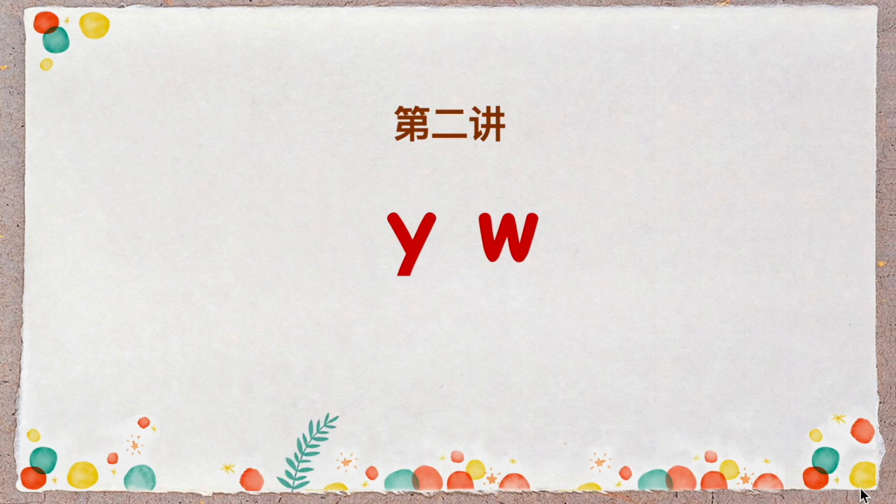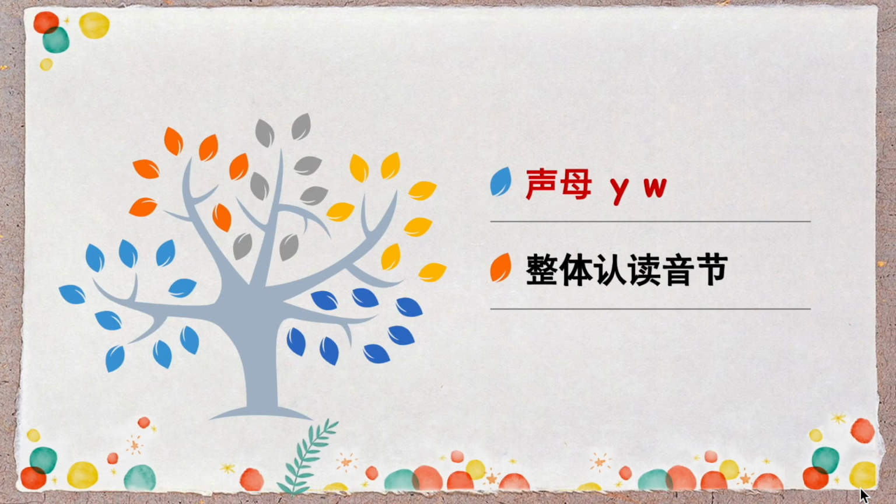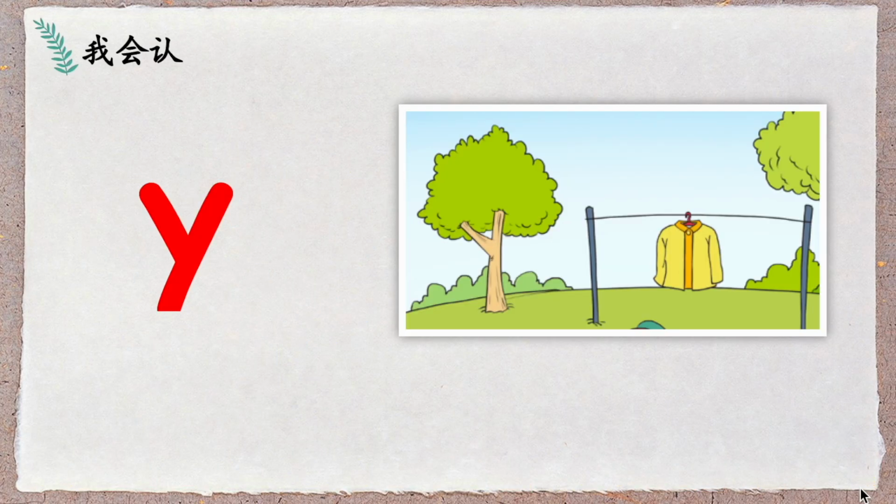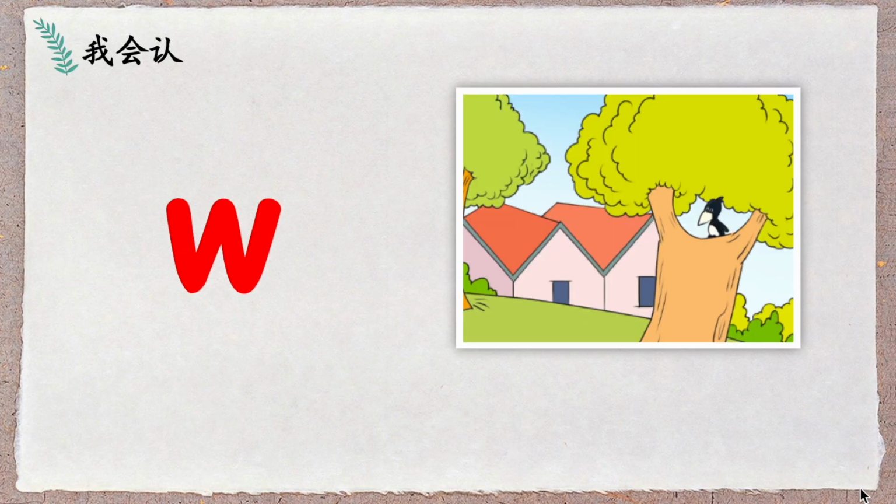Today, let's move on to Lesson 2. 2 initials, I and U. Firstly, let's read them together. Okay, read after me. I. Second one. U.